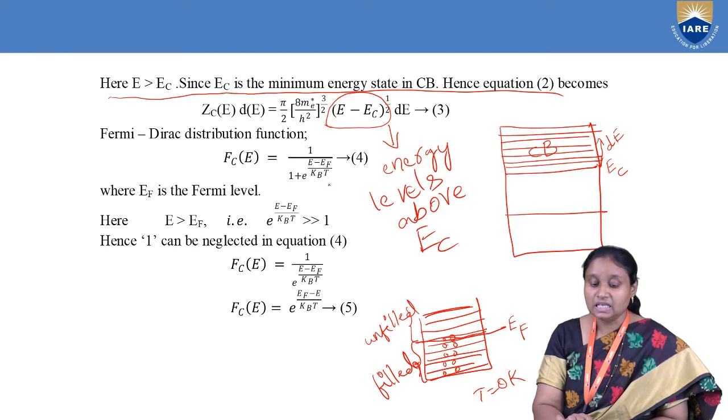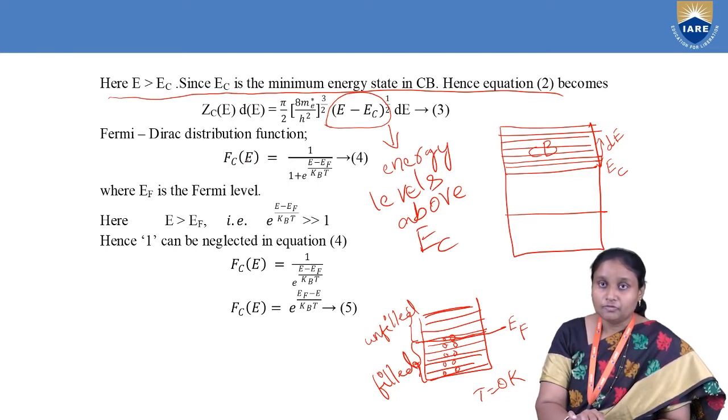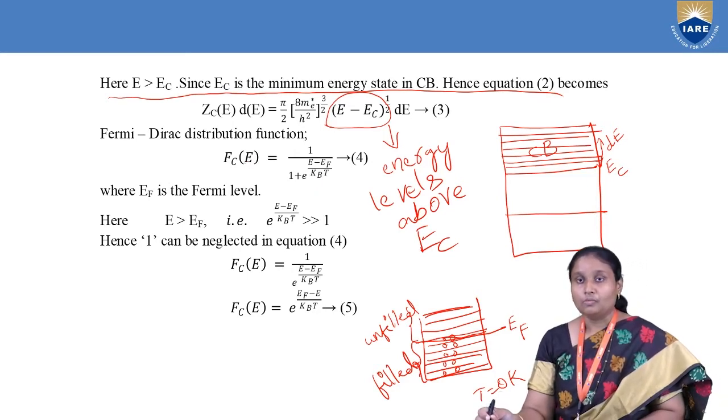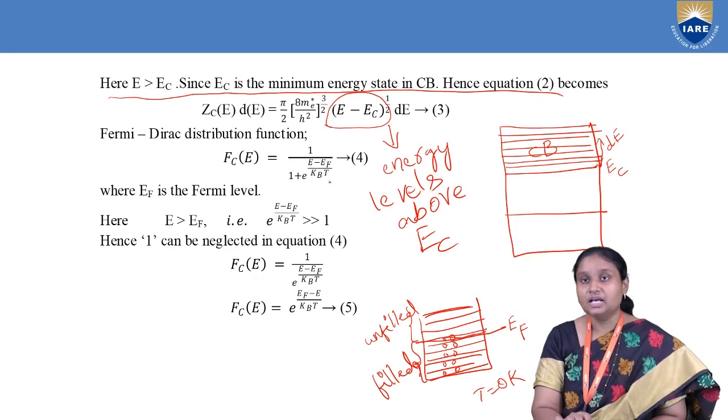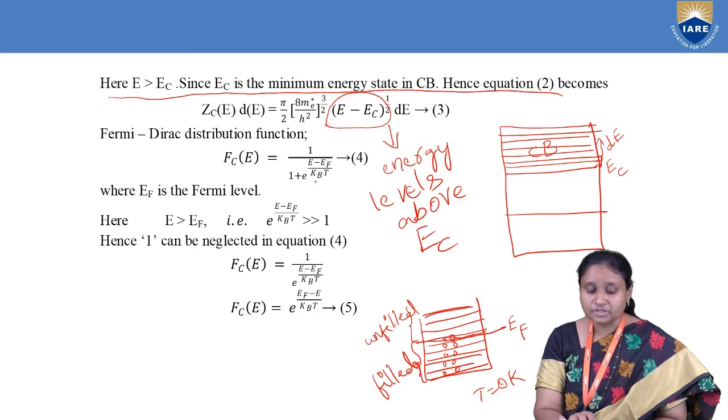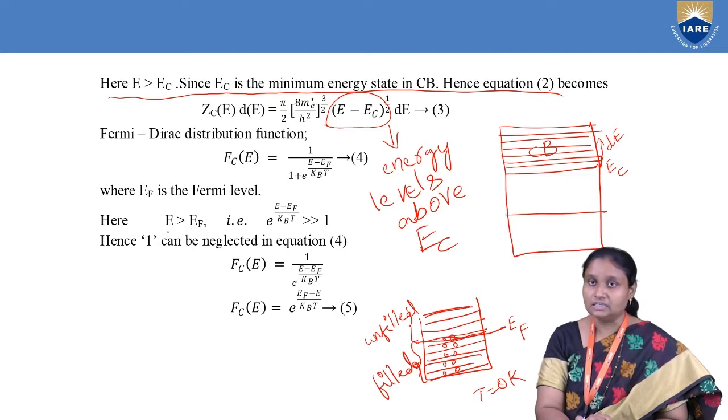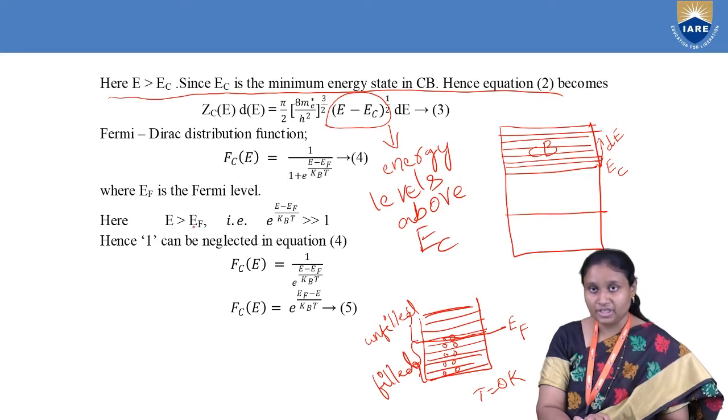And of course, T is the temperature at which we are trying to find the probability of occupation of an electron for one particular energy, E. Now, we'll try to simplify this Fermi-Dirac distribution function. If you take this formula, usually what you will observe here is that our energy level E will be greater than EF. Whatever energy level we are considering will always be greater than the Fermi energy level.